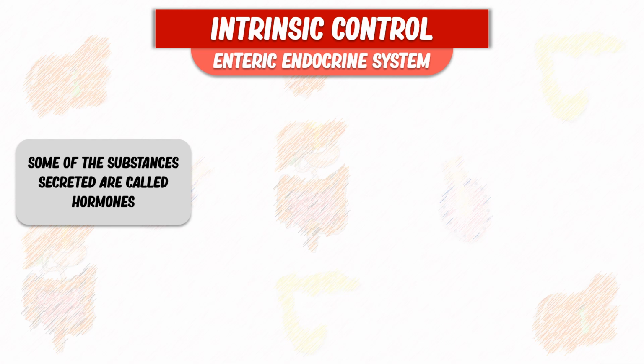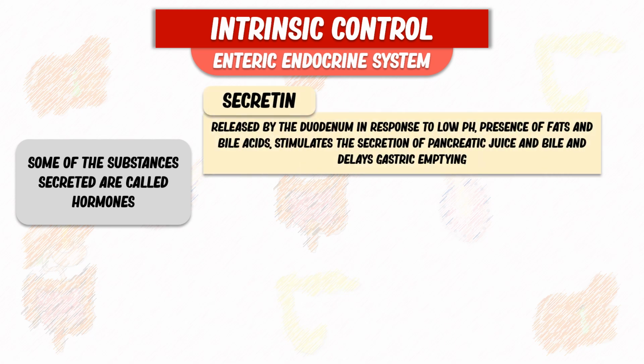A wide variety of molecules are secreted in the gastrointestinal tract, and some of these substances are classified as hormones. The main intestinal hormones include secretin, which is secreted by S cells in response to gastric acid, fat, and bile acids. Its function is to stimulate the secretion of pancreatic juice and bile while inhibiting hydrochloric acid secretion from the stomach, and it also slows gastric emptying.